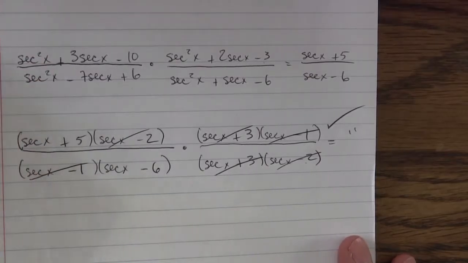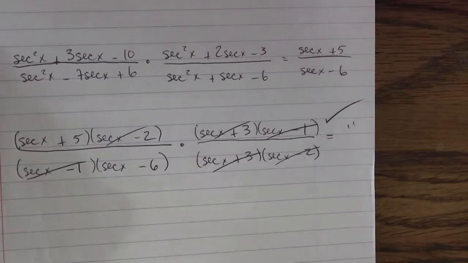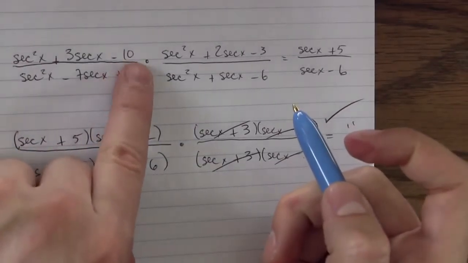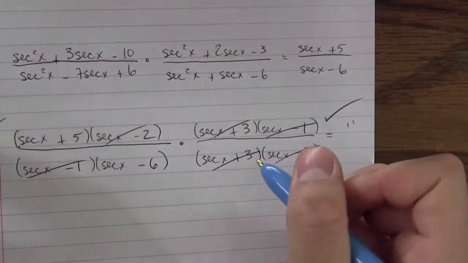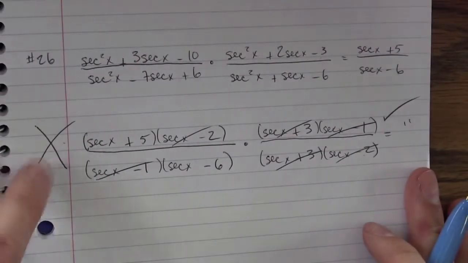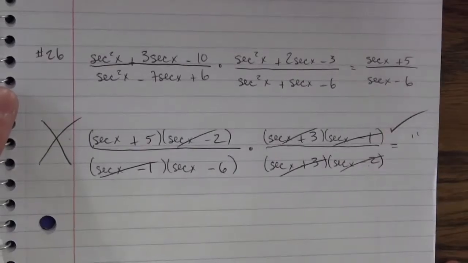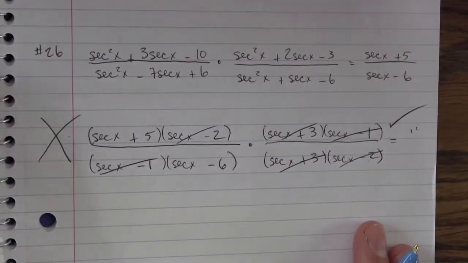You can do it the way I did it, which is just to kind of think about it and think about the factors of the C term and how those would add to give you the B term. Or if you want, you can do the X box method that you may have learned. So that's number 26. So that should pretty much cover all the different types of problems.